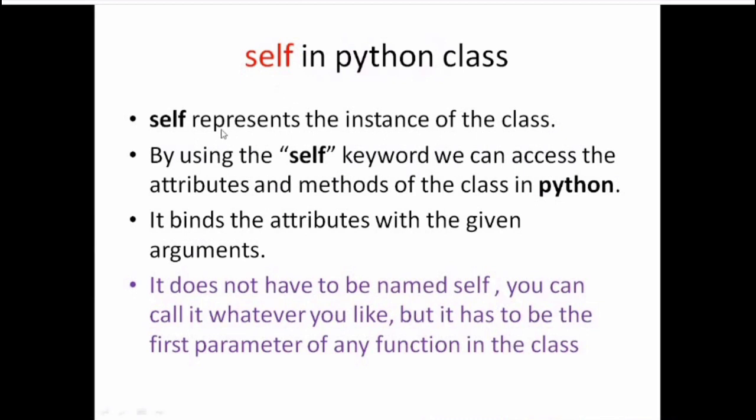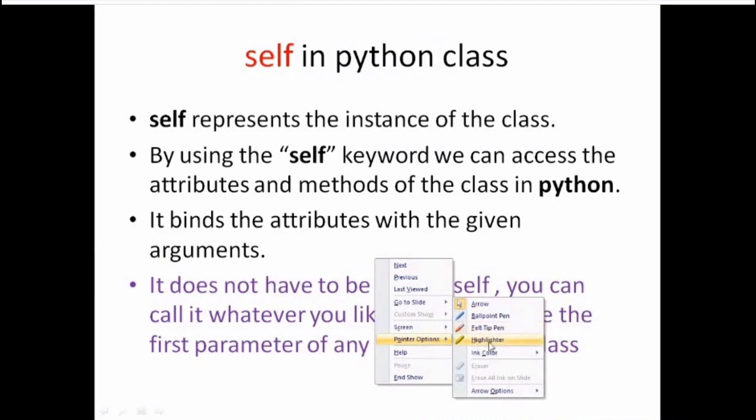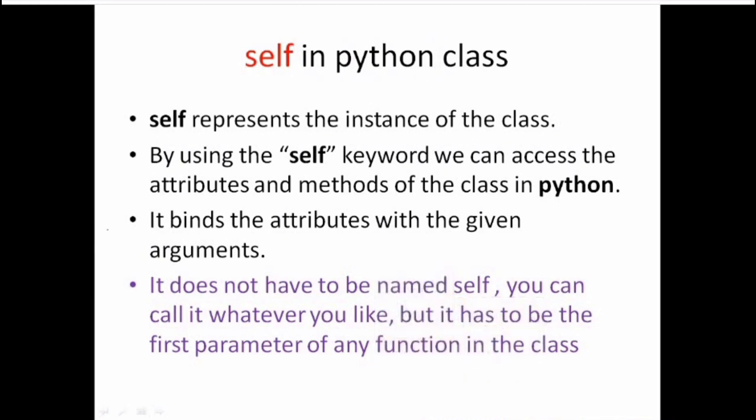Okay. Now you see what is self. Self represents the instance of a class. By using the self keyword, we can access the attributes and methods of class in Python. It binds the attributes with the given argument. Very, very, very important. Now, this is what I was telling you. What it is doing? It binds the attributes with the given arguments.